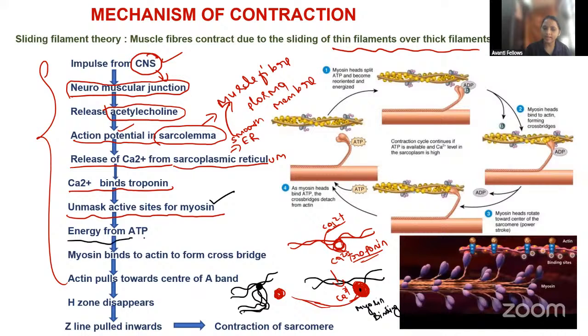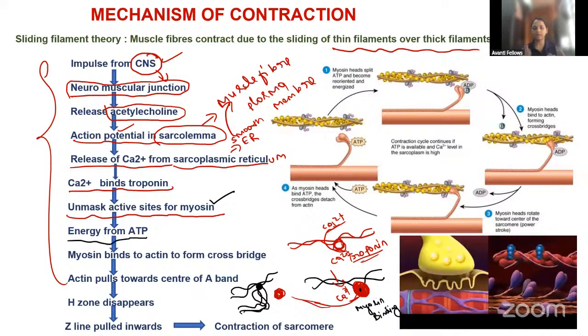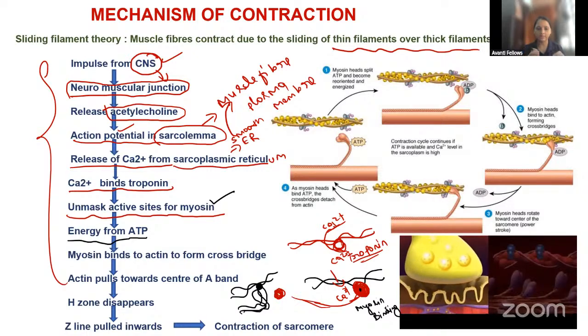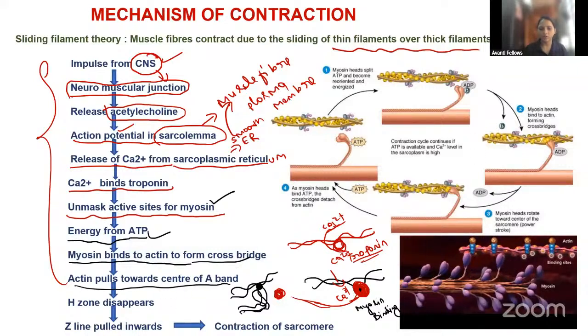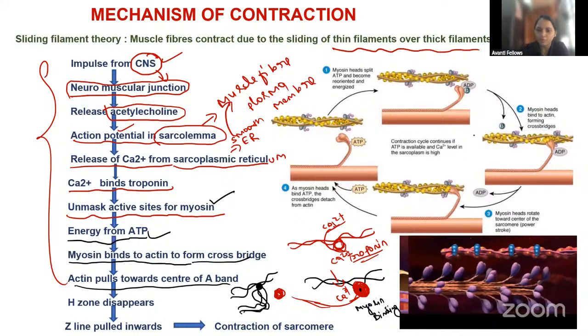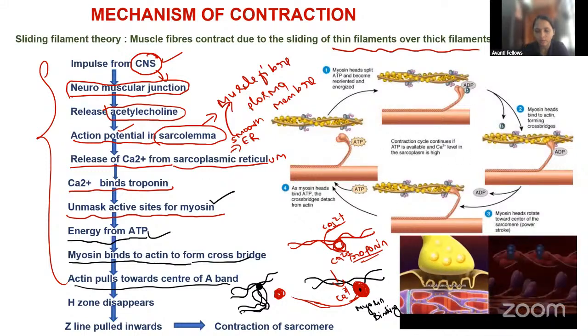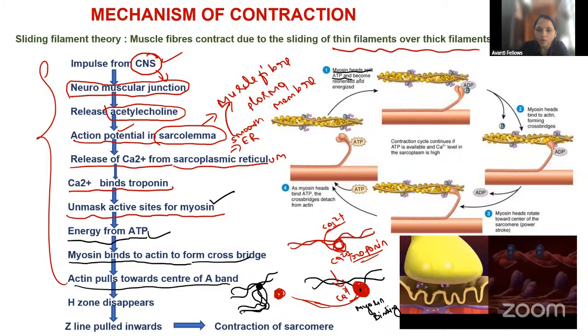Now the energy from the ATP. The myosin head has to be activated now. The ATP will be used for the activation of the myosin head. Now the myosin will bind to the actin, then it will form the cross bridge. See here. Now we'll come to this diagram. Later you will go to this thing. So this is the first thing. Now the myosin head got the ATP, right?